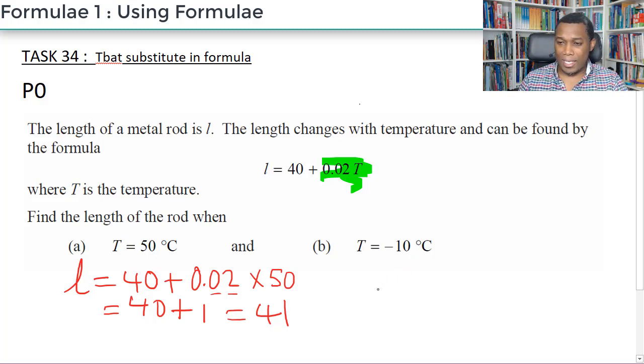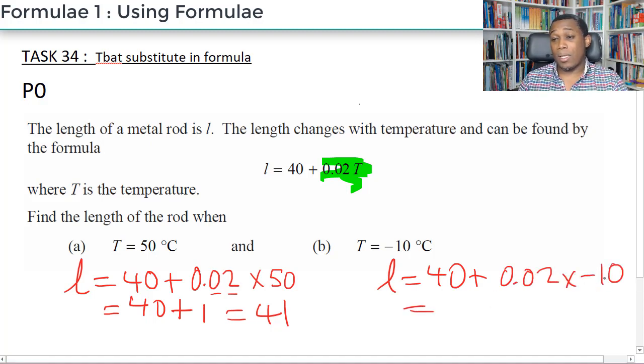Ooh, yucky. L is equal to 40 plus 0.02 times minus 10. The minus 10, what do we know? If we were multiplying by 10, we would get 0.2. So multiplying by minus 10, we would get minus 0.2. And where's the 0.2 coming from? Multiplying 0.02 by 10 would have the effect of moving the decimal place 1 place forward. That's how we'll visualize it. The reality is the numbers move, so the number moves 1 place to the left is what's actually happening.